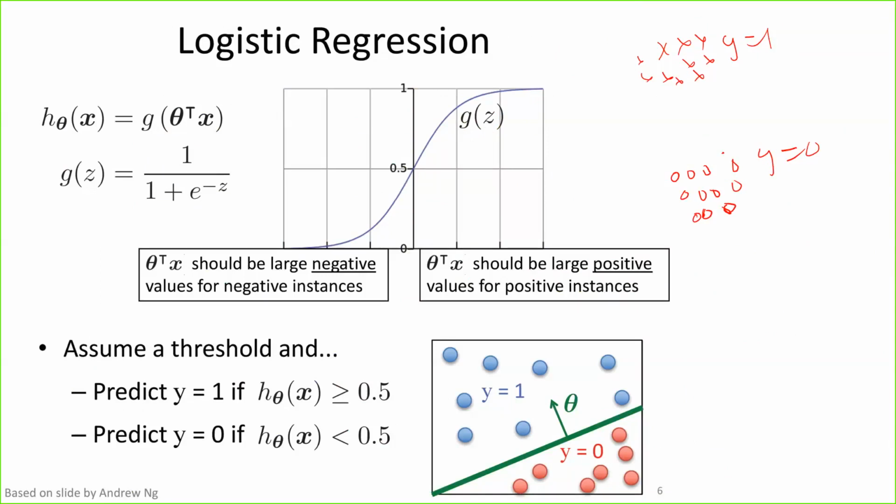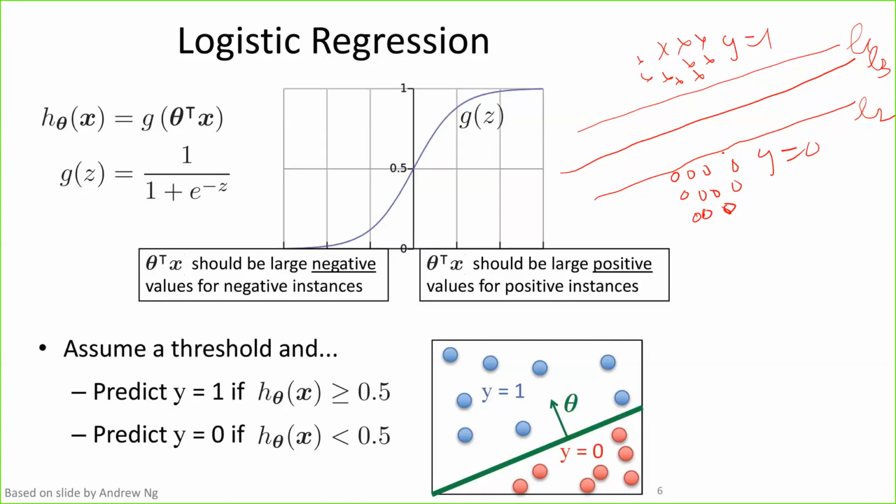I'm giving you multiple options, right? You see this line, is this separating positive instances from the negative instances? Separating, right? Line 1. Line 2, this is also separating, am I right? Yes, sir. Line 3, this is also separating. So which one of these do you think is better?